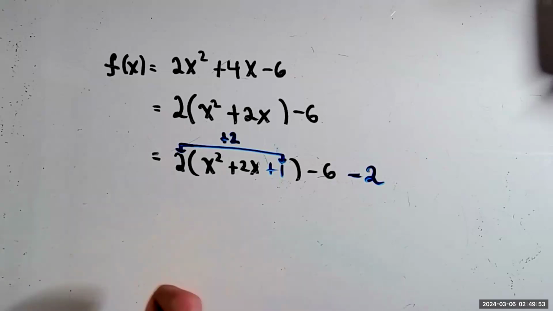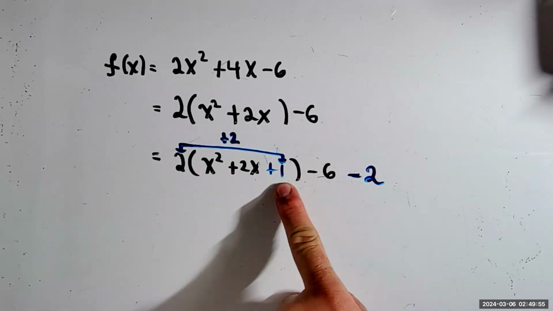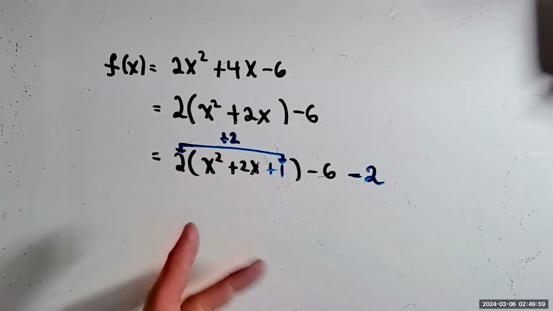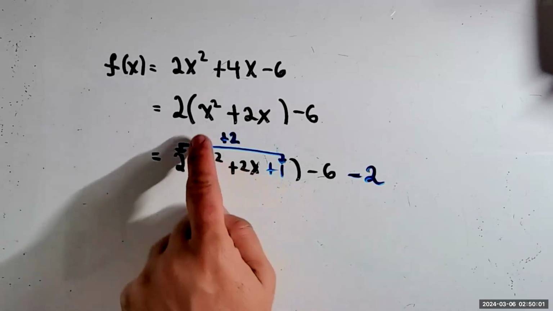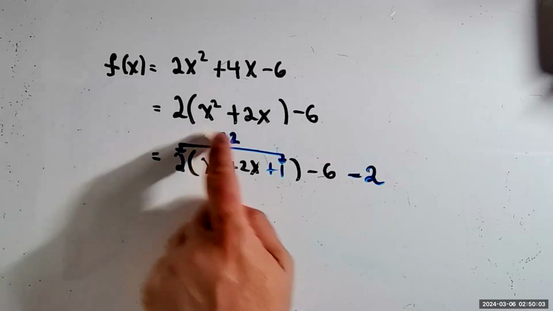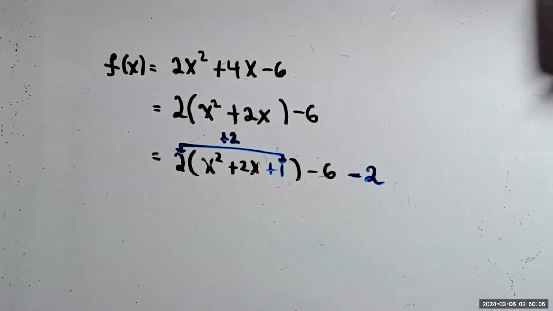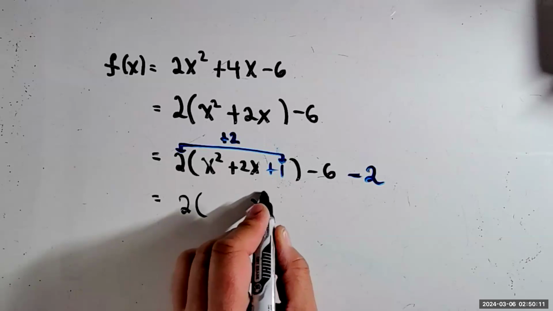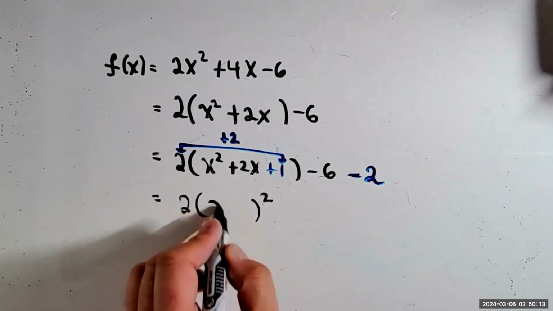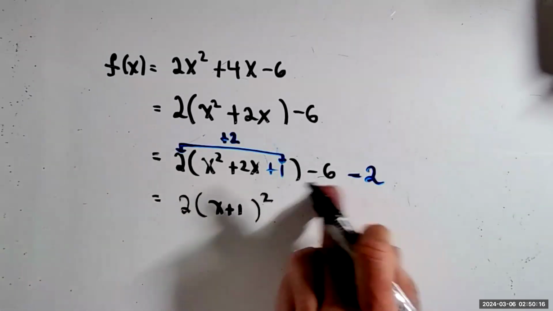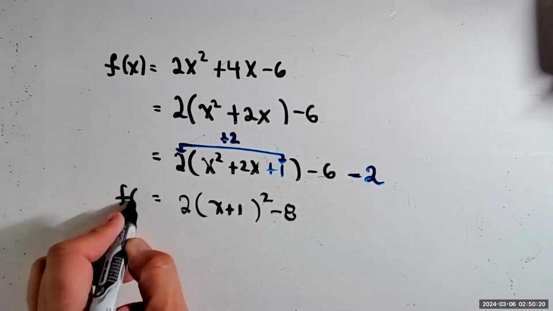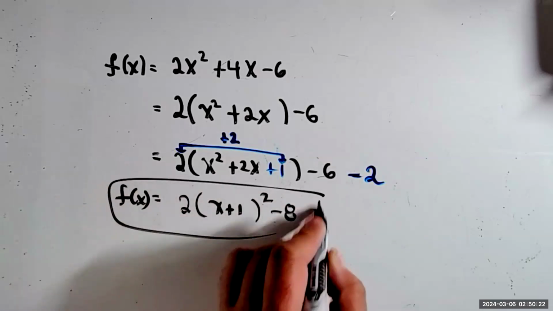This is how I like to teach my students. You add 1 because this is your magic number. That 1 is being multiplied by 2, so the net effect is 2 times 1, which is 2. Well, I added 2, let me take it back. So we have 0 net. So now what do we have? No big deal. 2 parentheses, this is a perfect square, will be x plus 1, negative 6 minus 2 is negative 8. And we are done.